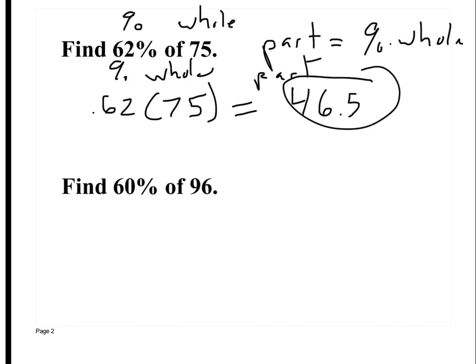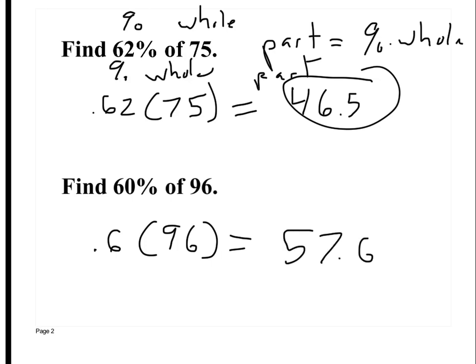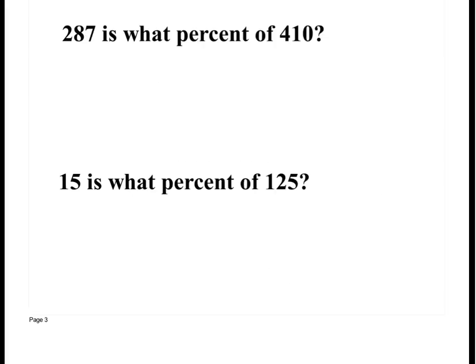It says find 60% of 96. That's definitely asking for the part. It knows you know the percent, you know the whole. We're wanting the part. So I take 0.6, I change the percent to a decimal, and I multiply it by 96. Take the percent times the whole, and that gives you your part, which 60% of 96 is 57.6. And that's your answer.